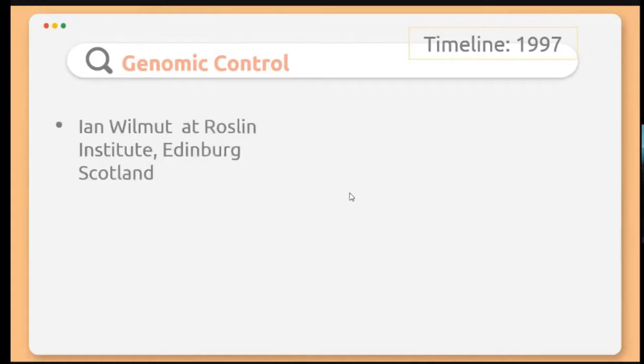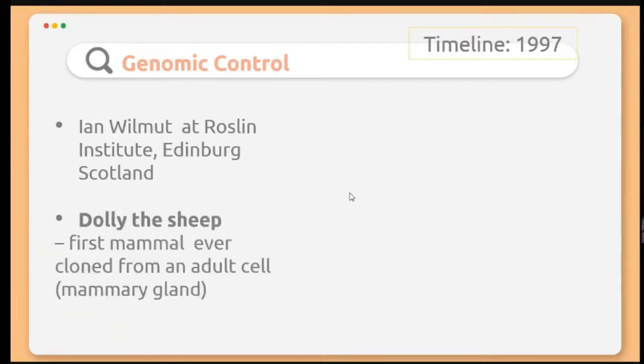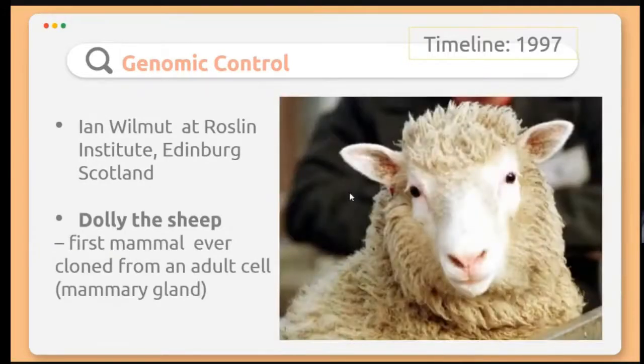In genomic control, parang history muna tayo. So, noong 1997, 24 years ago, si Ian Wilmot sa Roslin Institute sa Edinburgh, Scotland, nang silang ginawang experiment. Nag-clone sila ng first ever mammal from an adult cell, mammary gland. Yung pangalan niya, si Dolly the sheep.